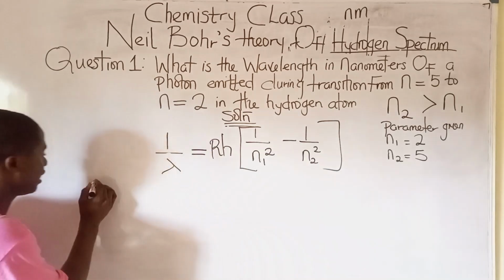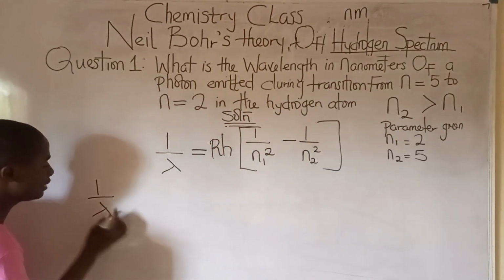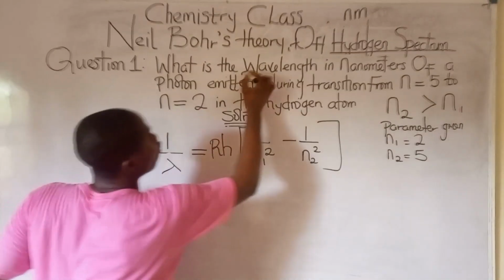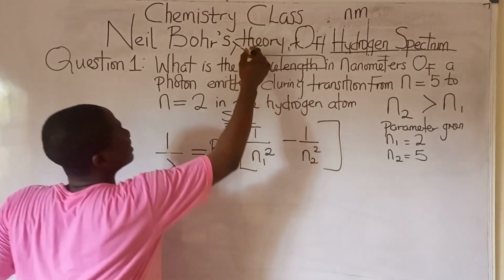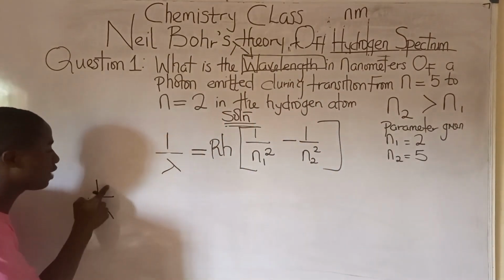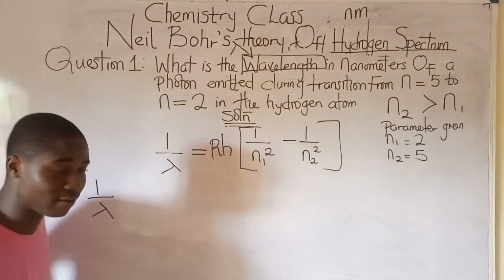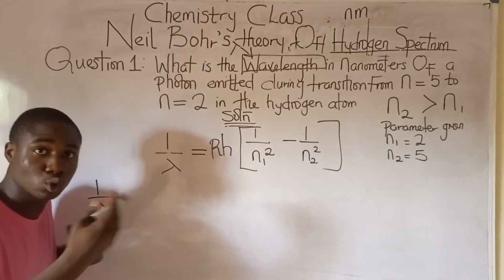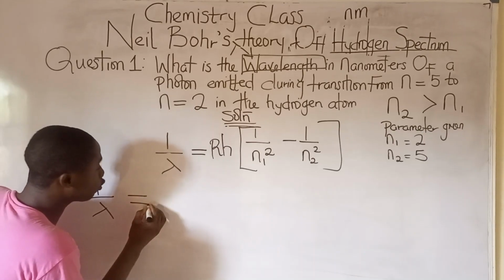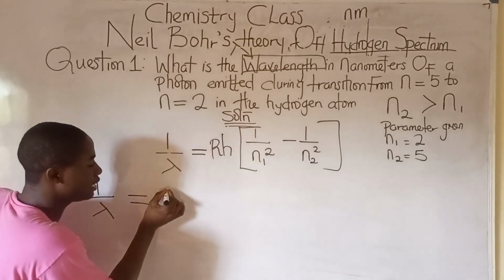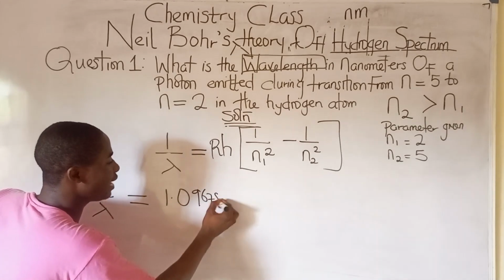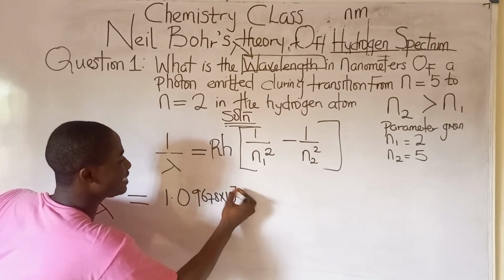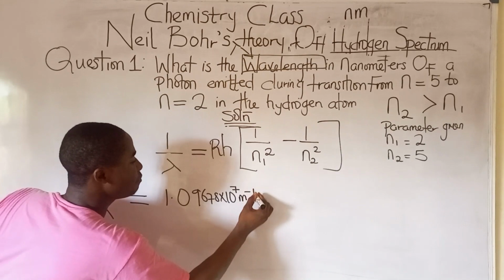Now, let's input all the parameters into the formula. I write 1 over lambda, because the question asks for wavelength, and wavelength is symbolized as lambda, not 1 over lambda. 1 over lambda is the inverse of wavelength. Don't worry, I will explain how to evaluate it. Now it is equal to, what's the Rydberg constant? It is 1.09678 times 10 raised to 7 per meter.